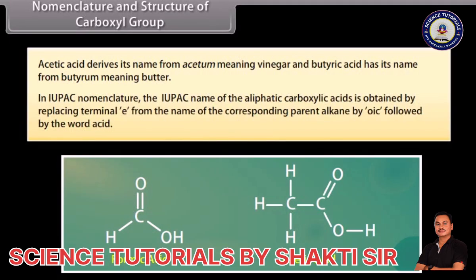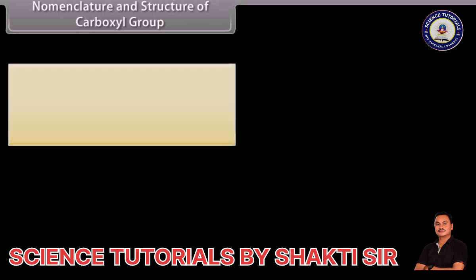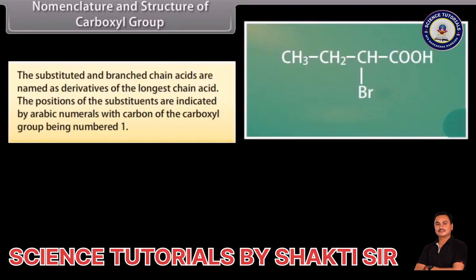In IUPAC nomenclature, the name of the aliphatic carboxylic acids is obtained by replacing the terminal e from the name of the corresponding parent alkane by -oic, followed by the word acid. The substituted and branched chain acids are named as derivatives of the longest chain acid. The positions of the substituents are indicated by Arabic numerals, with the carbon of the carboxyl group being number 1.